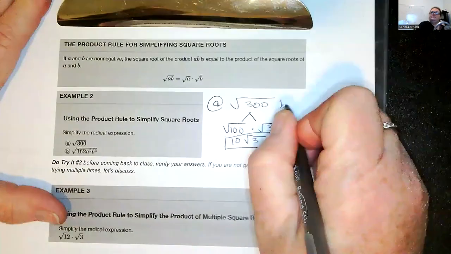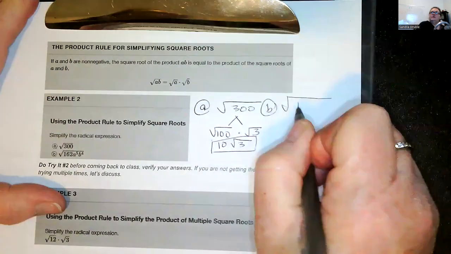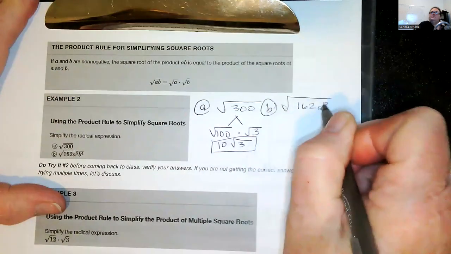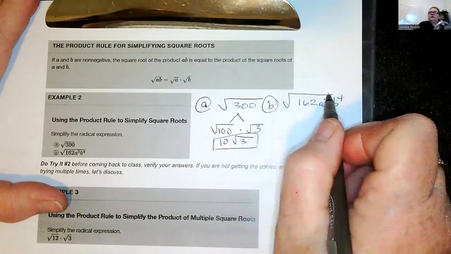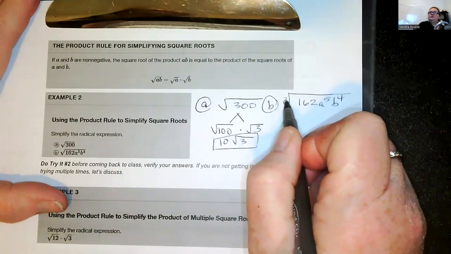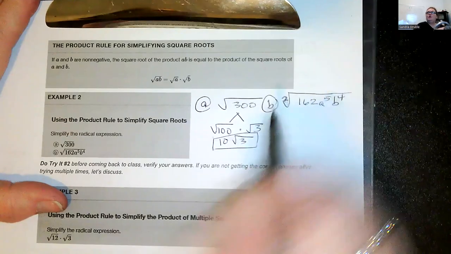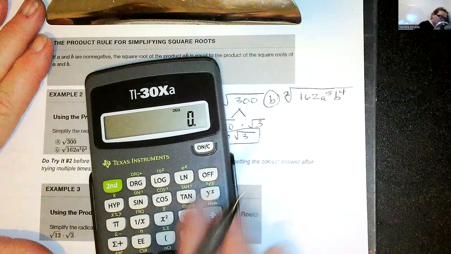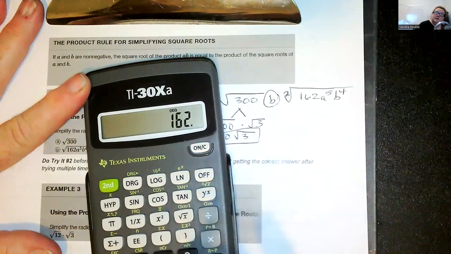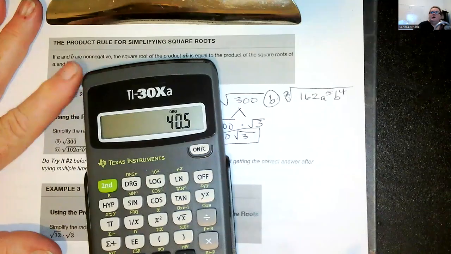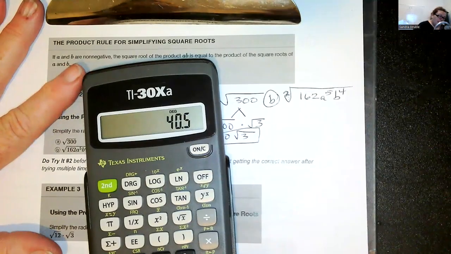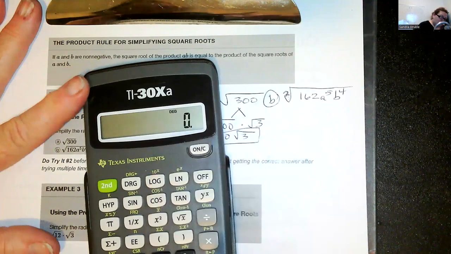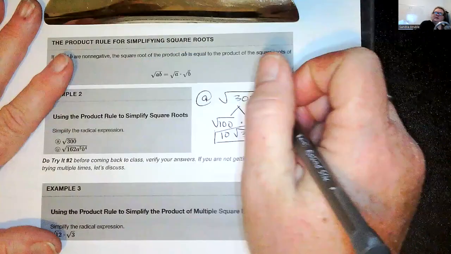All right, let's look at B. And that is just the square root of 162 A to the 5th B to the 4th. All right, because this is a square root, it's assumed there's a 2 in here. So you need 2 of the same things in order to pull it out. So 162, the first thing I'm going to do is see if that's divisible by 4, because I know 4 is a perfect square. I'm dividing 162 by 4. Well, that doesn't work. But 162 divided by 2 is what? Oh, 81. Perfect. Well, the square root of 81 is 9.